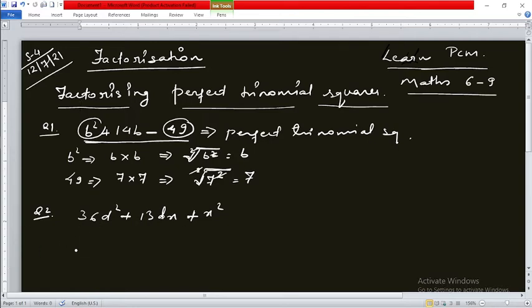This is 36d square. So let's see whether it can be written in the form of a square or not. If it is 36d square, can we write it as 36? 36 can be split in this form, that is 6 into 6, okay? And d square also can be written as d into d, isn't it?